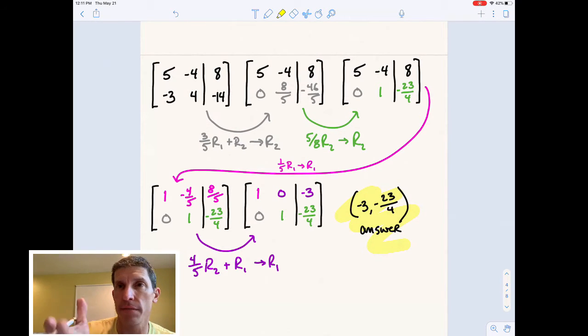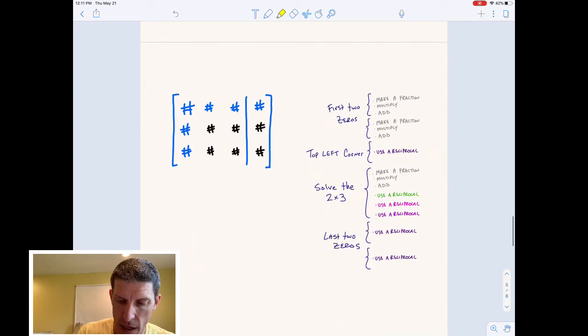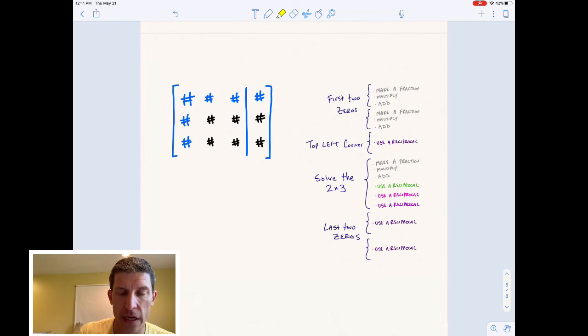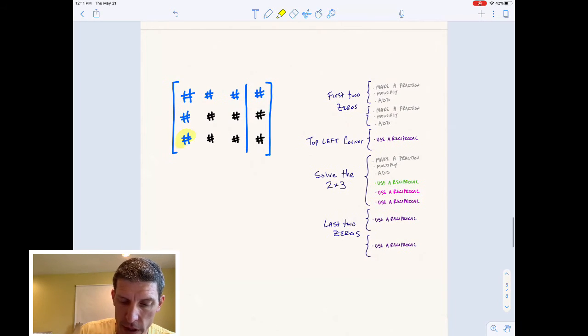And I really spent 7 minutes talking about how to solve a 2x3, because if you can do a 2x3, you can do anything. Watch. Now let's imagine that our goal is to solve a 3x4, right? 3 rows by 4 columns. That's what I mean by a 3x4. To solve a 3x4, here's what we're going to do. We're going to try to get this and this to be 0. That's going to be make a fraction, multiply, and add. Make a fraction, multiply, and add.